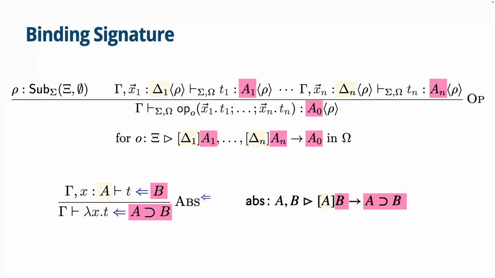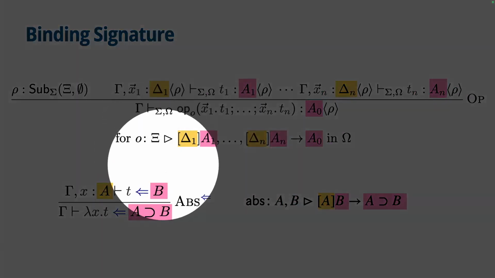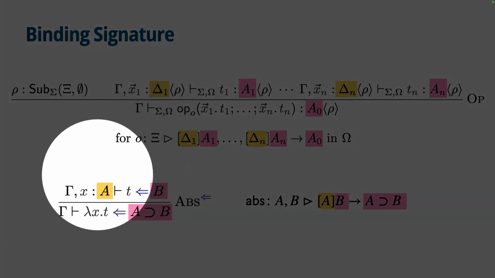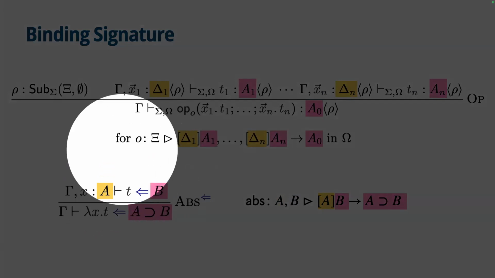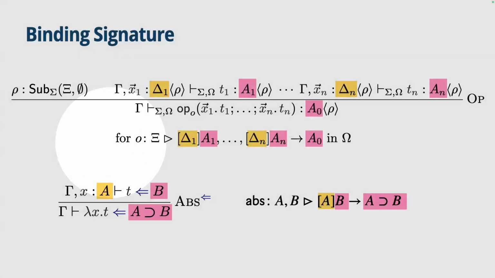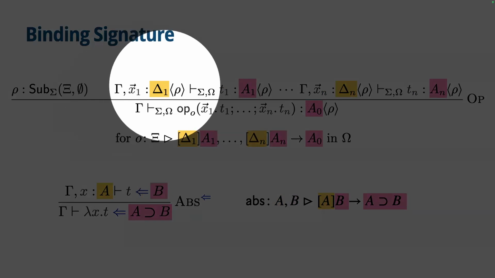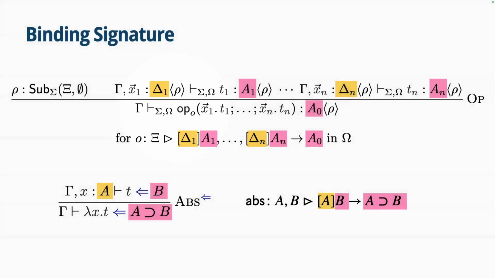Okay, and we also need to specify the context extension. So I mean, how many variables you want to bind for each argument. For the abstraction, it only binds one argument and has its own type A, and here's the set of. But you can also bind more than one argument. So that's why this takes a context instead of just a type.